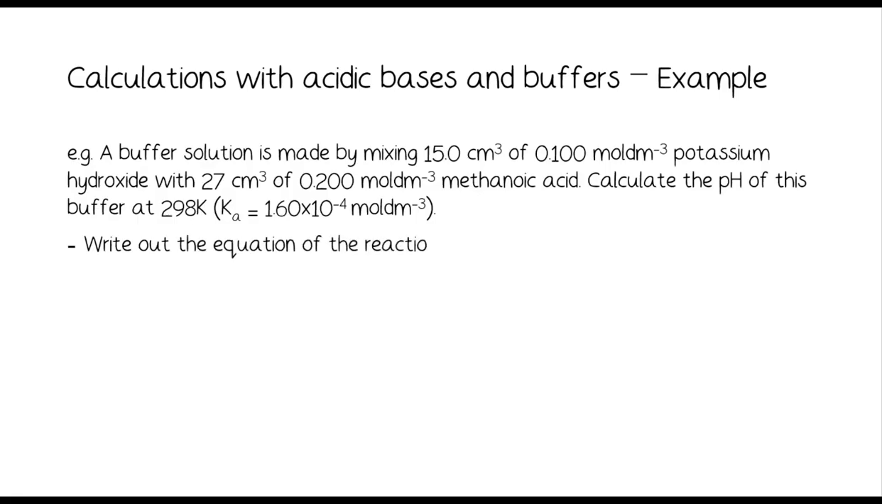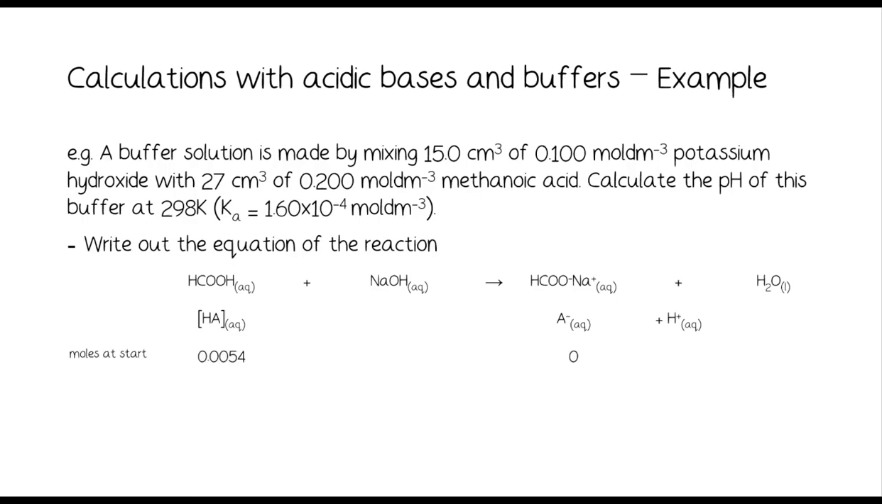As always, write out the equation for this reaction. I've also included HAs and A- just to make this a bit easier. Work out the moles at the start by doing the concentration times the volume. So for HA, the moles at the start would be 27 divided by 1,000 times 0.2, and that gives you this.